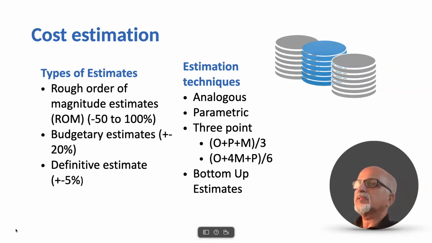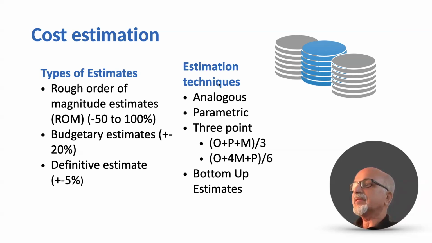Then comes cost estimation. There are different types of estimate. Rough order of magnitude estimate, also known as ROM. The expected accuracy levels are -50 to 100%. Then we have budgetary estimate. The expected accuracy levels are between plus or minus 20%. And we have definitive estimate. The expected accuracy levels are plus or minus 5%. These are the different types of estimate based on their accuracy levels.